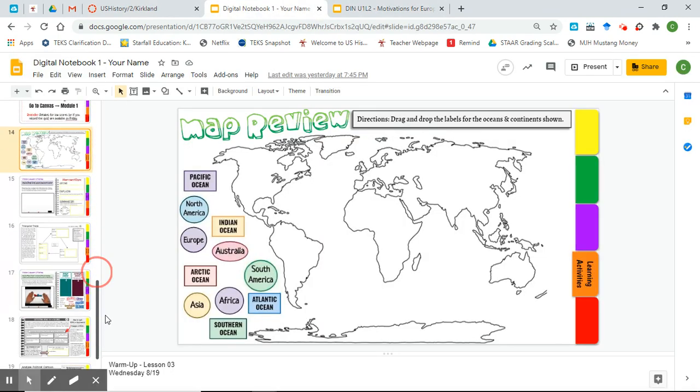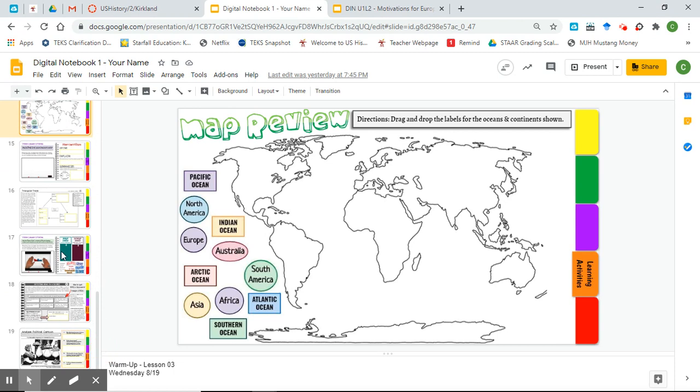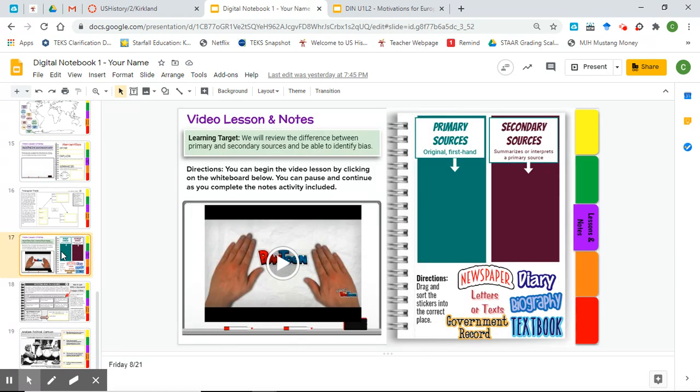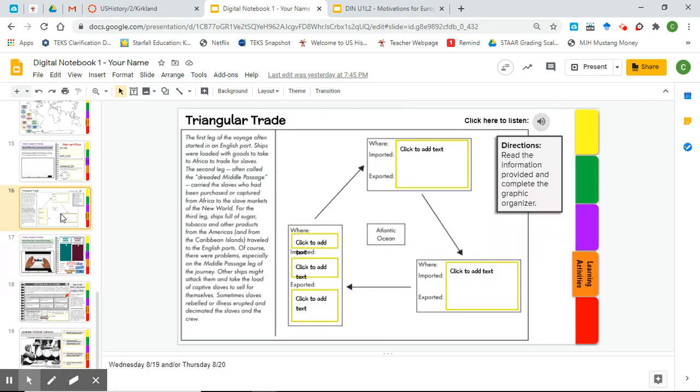Here we are at our slides. We can see this is the diagram that you'll do at the end of this video, and you can press the audio button to have the text read to you. You will complete the 3 parts of the diagram. Feel free to come back to this video and review triangular trade to help you do that if needed.